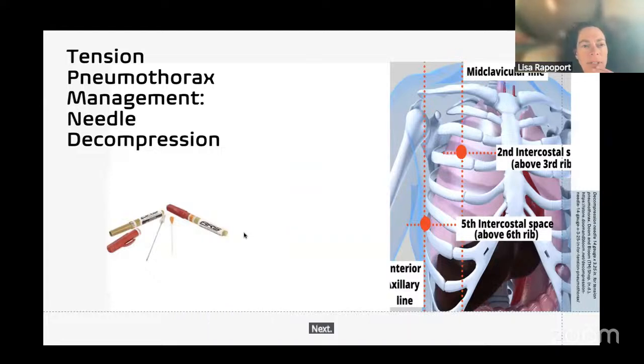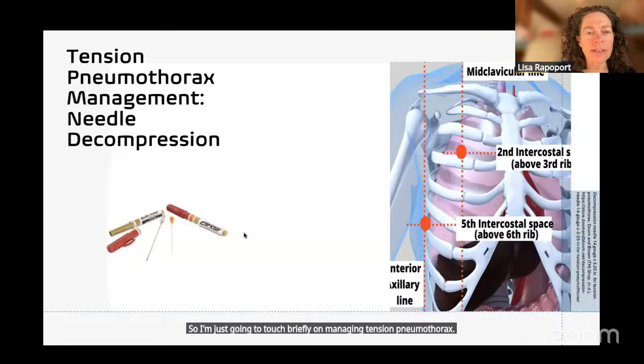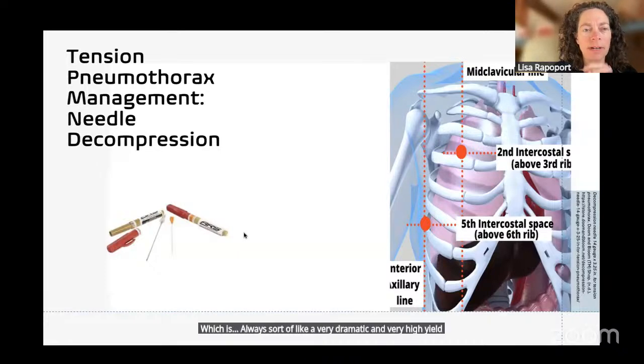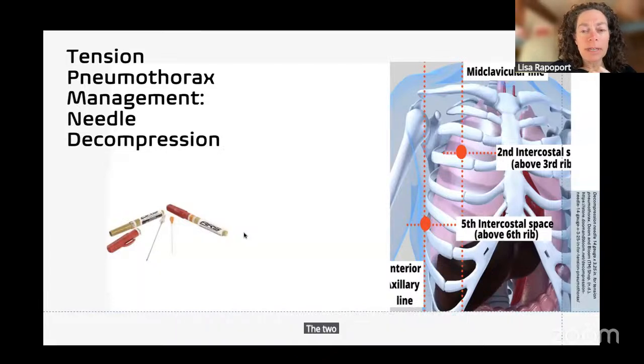So I'm just going to touch briefly on managing tension pneumothorax, which is always a very dramatic and very high yield procedure if you have the right diagnosis. So it involves taking a needle in and basically popping the pleural space such that it can decompress and the lung that's inside the pleural space can re-expand. The two places that I like to put my needle, you can see in the image on the right, there is a second intercostal space.